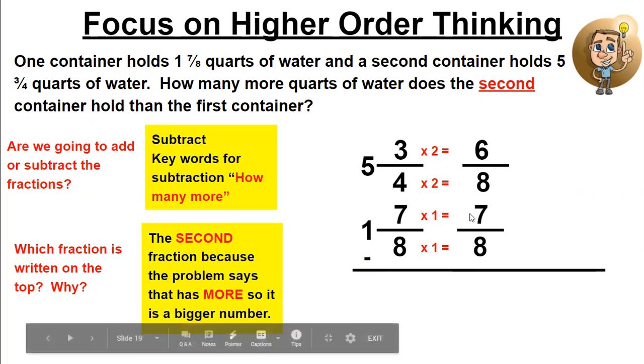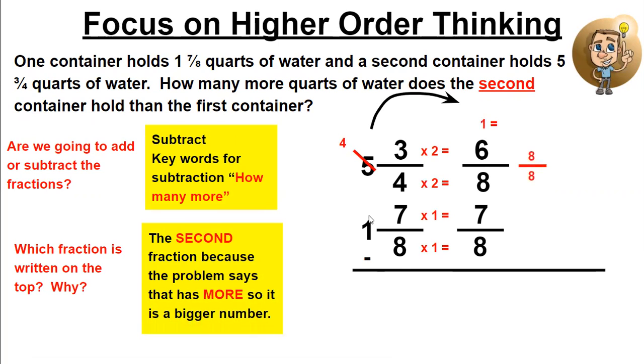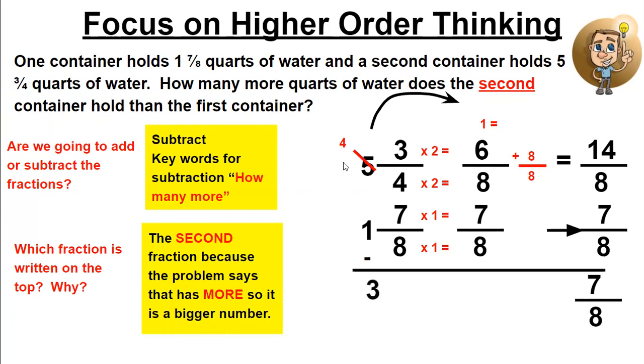We can't subtract 7 from 6. We have to borrow from the 5, make it a 4, bring 1 over, and the 1 will be called 8/8. And we're going to add that to the 6/8. That'll give us 14/8. And we're going to bring 7/8 underneath it and subtract. We're going to get 7/8. Now we subtract the whole numbers. 4 minus 1 is 3. And our final answer is 3 7/8 quarts.